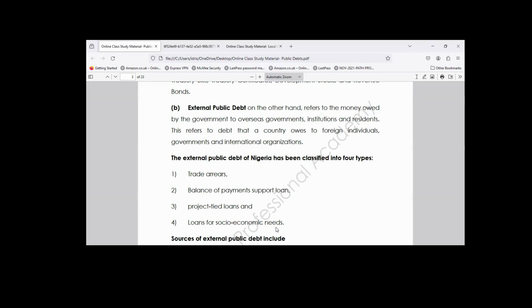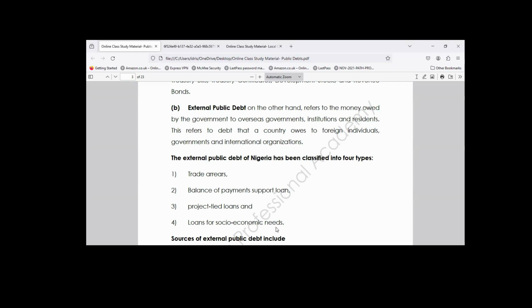Loan for social economic need is another type of external loan, external debt. Government can approach some development financial institution, development bank: please come and give us a loan. This one is for social economic need. It's for us to do empowerment, trader money. Do you understand? Rural development money, national social investment program. All the money given to the less privileged and the poor, the one managed by the Ministry of Humanitarian Affairs, they are what? Loan for social economic needs.